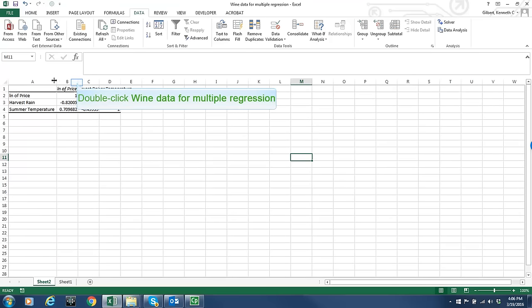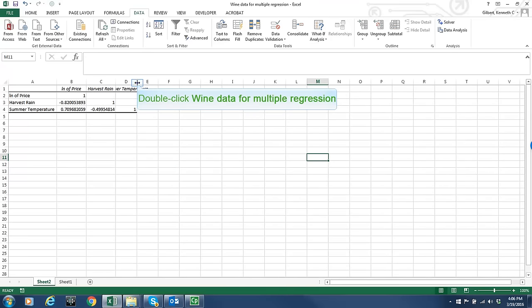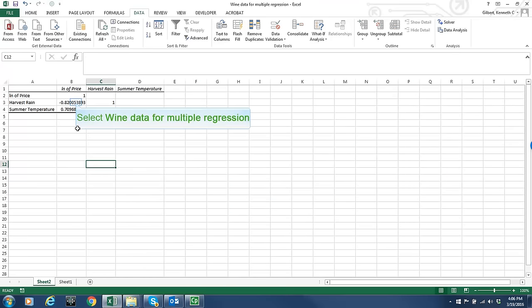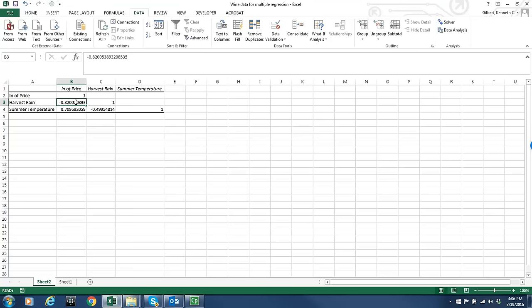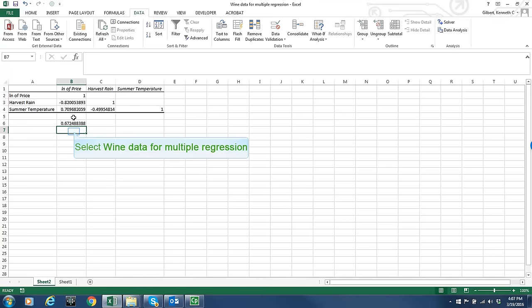The variable that is most highly correlated with the natural log of price is harvest rain. In other words, it's a negative correlation, so that basically says the drier the weather is during the harvest season, the better grapes you get. And if I were to square that, I would get an R squared of about 0.67.